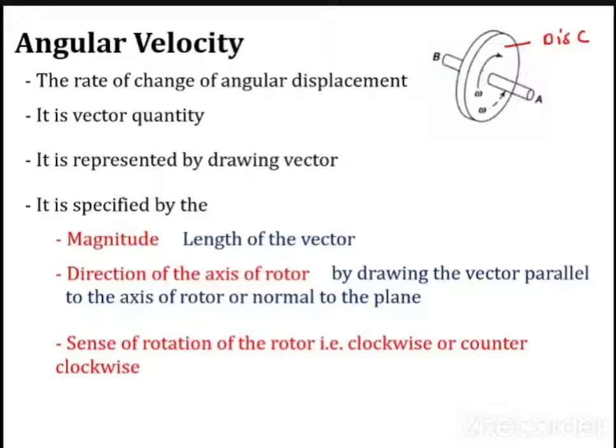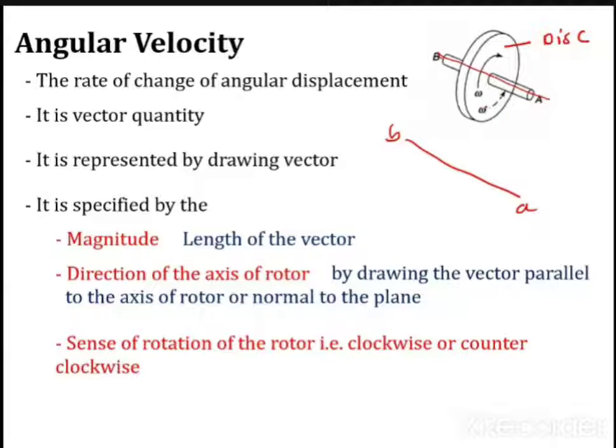Now, what is the axis of rotor? Let us say this is the axis of rotor. I am drawing this parallel. Let us say the length I am representing is AB. Now this length AB represents the magnitude, and I have drawn it parallel to this axis.